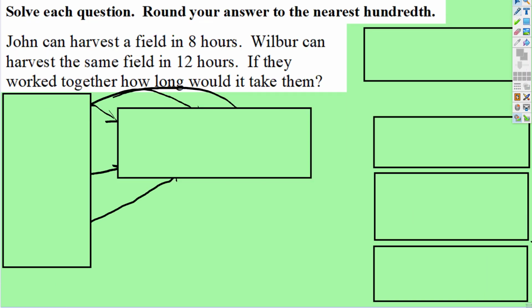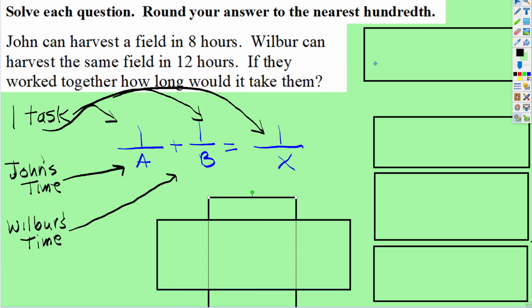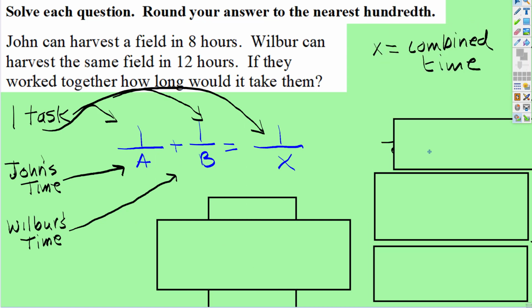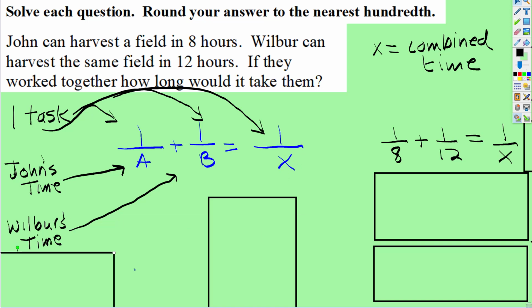So let's do a setup. John can harvest a field in 8 hours. So 1 over A, in this case, one task in 8 hours. Wilbur can harvest the same field in 12 hours. So one task in 12 hours. And what they want to know is how long it will take them together completing that one task. So we give x as their together or combined time. So the setup: one task in a certain amount of time plus one task, somebody else's task in a certain amount of time equals one task, x as the amount of time that we're looking for.